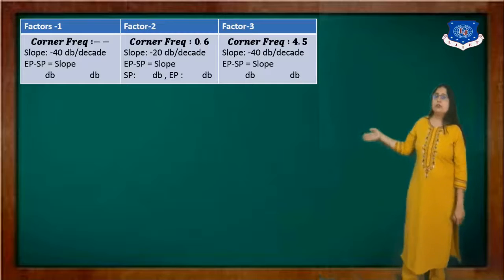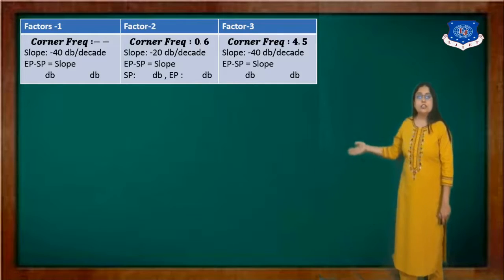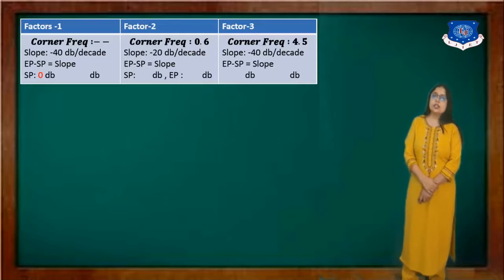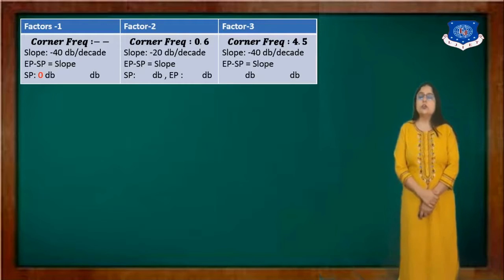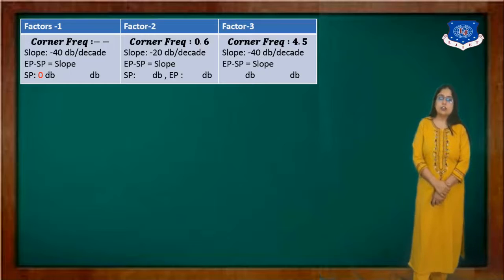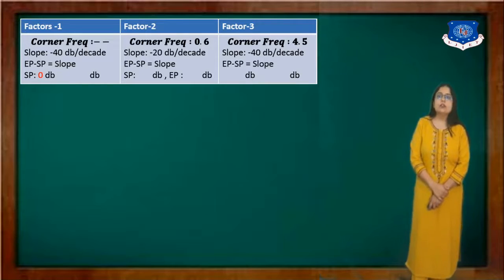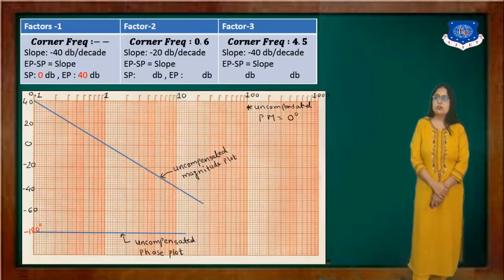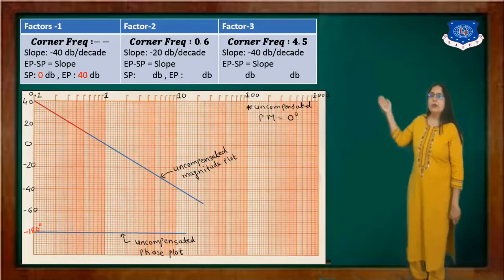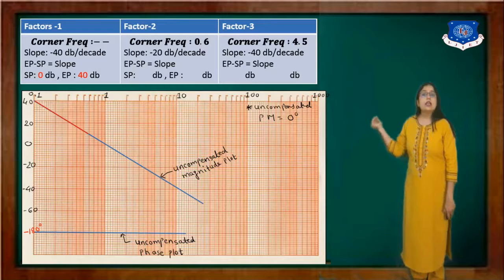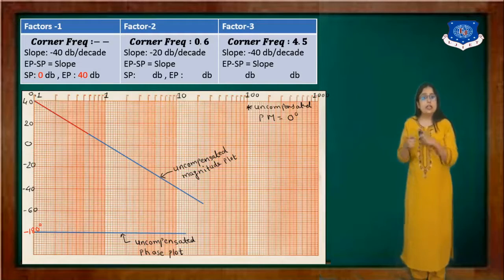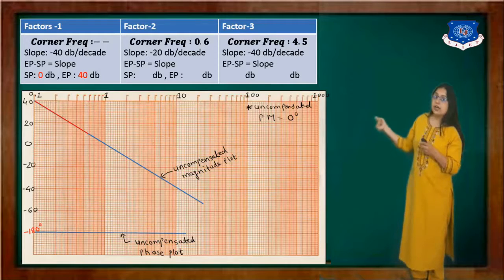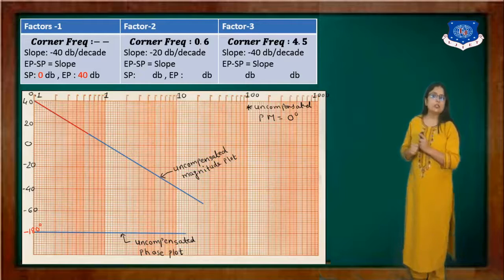Now we have to draw the uncompensated system Bode plot. So first starting point is what? This is 0, because 20 log of 1 equals 0 dB. Now you will use the equation EP minus SP equals slope. So my end point will become 40 dB here. So first you just mark the starting point and end point. Okay, and this line you have to draw till the next corner frequency, that is 0.6. That's why you see the red line that I draw till the 0.6.